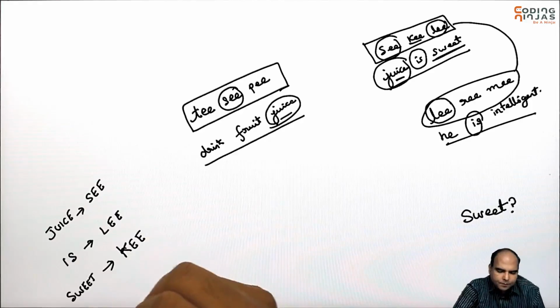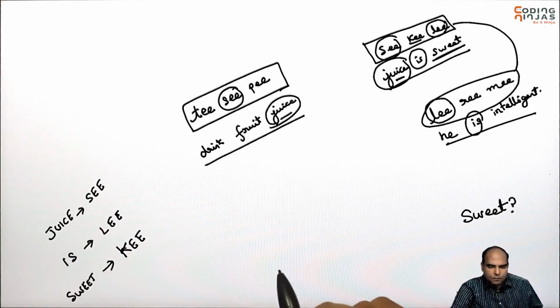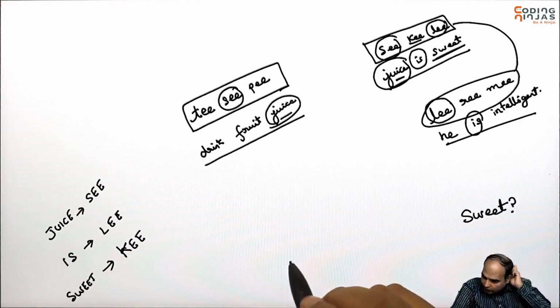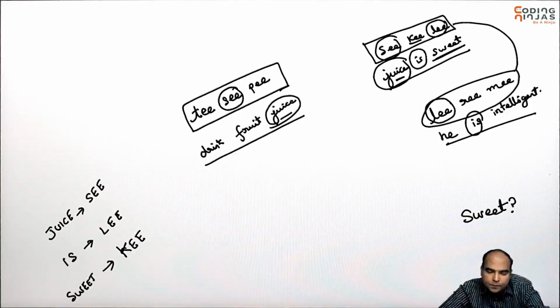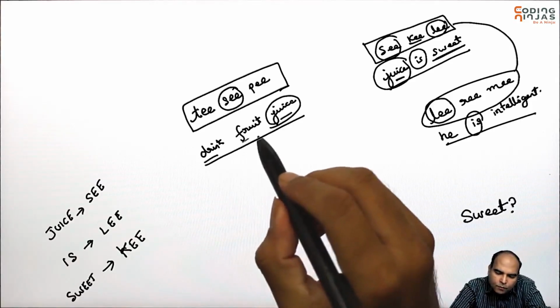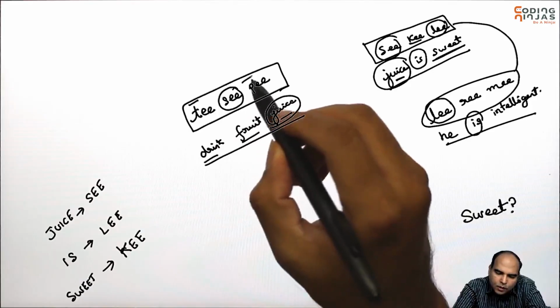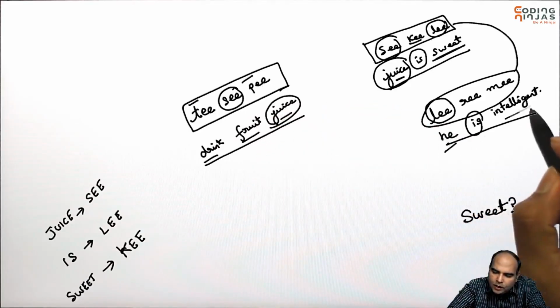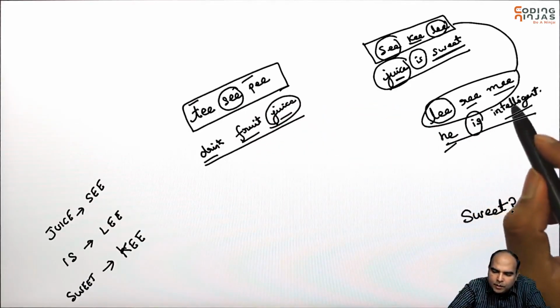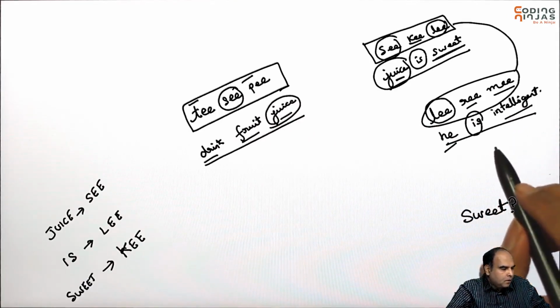So this is the kind of question that you can get based on language coding, or unknown language coding, as it's called. Of course, in this case, you cannot find out what drink and fruit mean because there are two possibilities for it, and you cannot find out what he and intelligent mean because there are ri and mi, two possibilities for that.